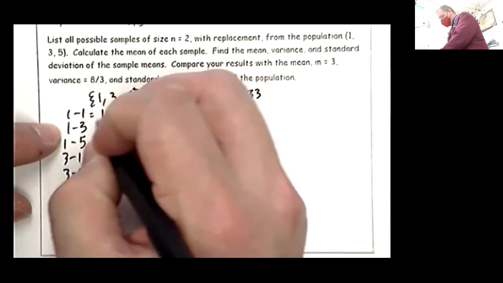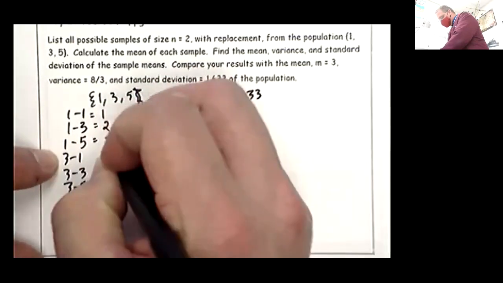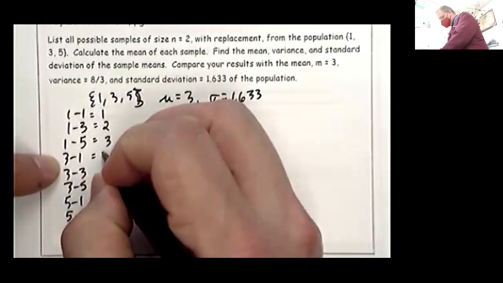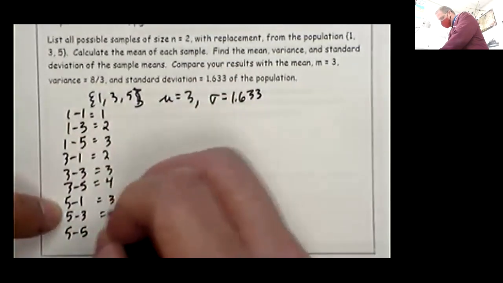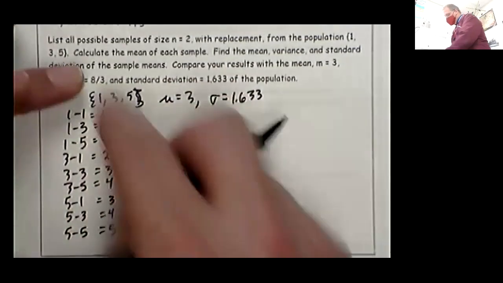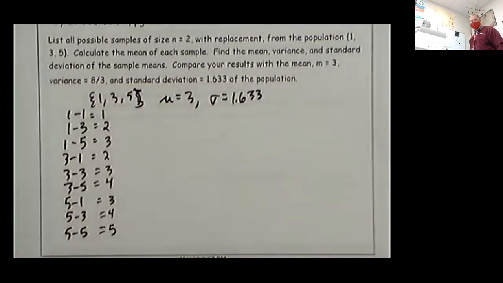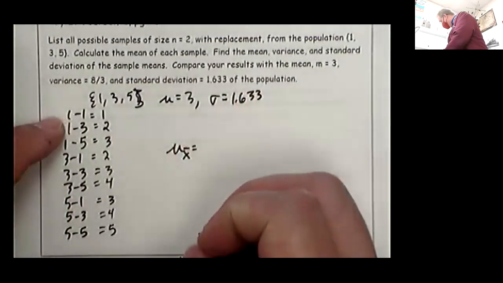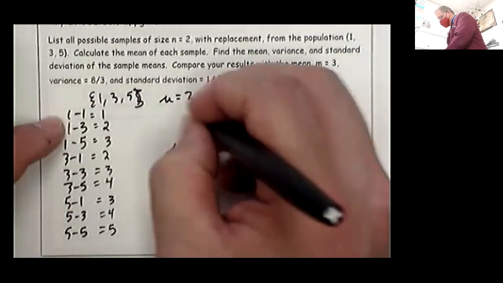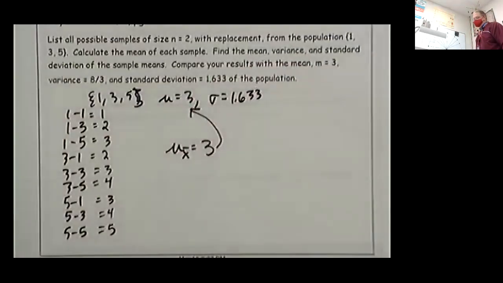That's going to give us a 1, a 2, a 3, a 2, a 3, a 4, and a 3, a 4, and a 5. And we're going to run our 1 var stats on that in a list as well, and see what we get. So the mean of the samples, when you run this, you're going to get the exact same thing as the mean of the population.